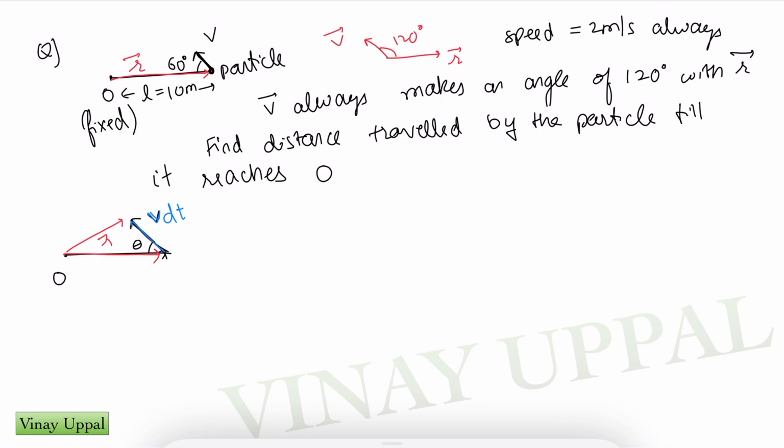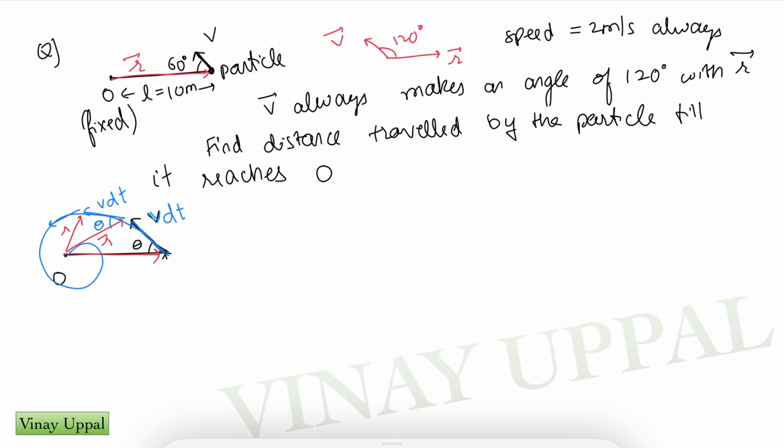So once again, since the particle's velocity is always making an angle of 120 with the position vector, the velocity will again make this angle theta. In another dt time, it will again travel v dt. The position vector will again shift this way, and therefore the velocity vector will also rotate. And you should be able to see that the trajectory of the particle will be something of a spiral.